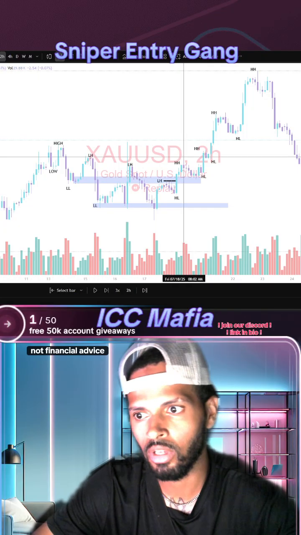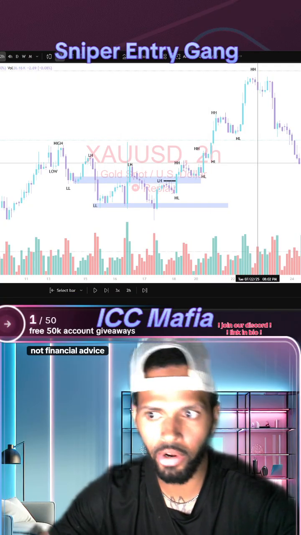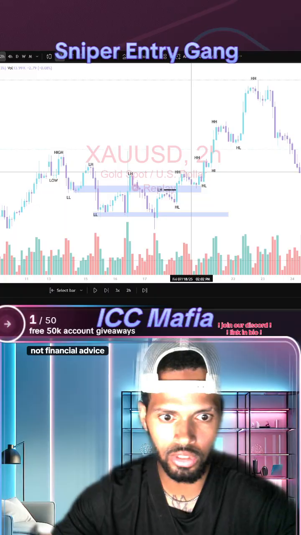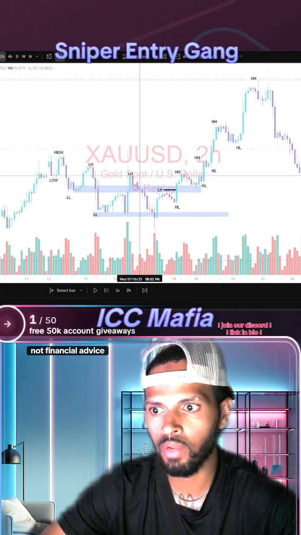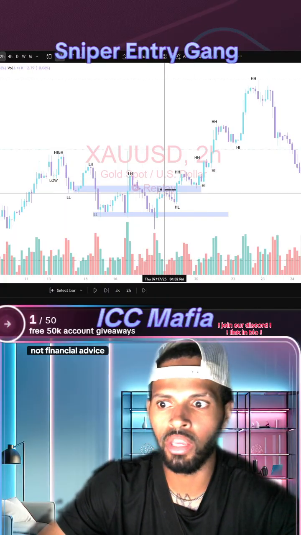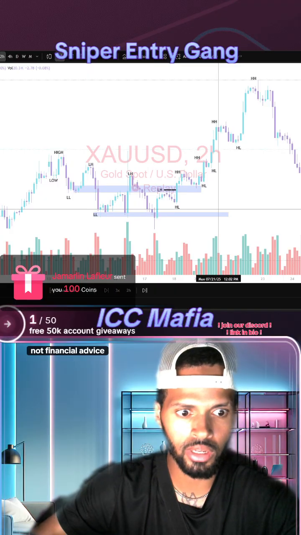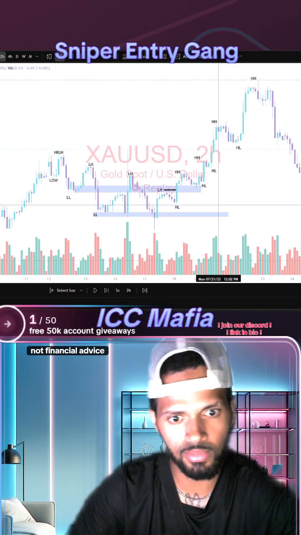All right, so basically this is just market structure, right? So how do you know what to look for? We basically wait for price to give us a correction. We don't call them a retest because a retest is on a smaller time frame.